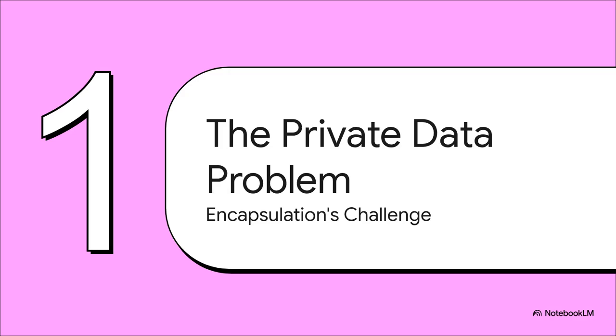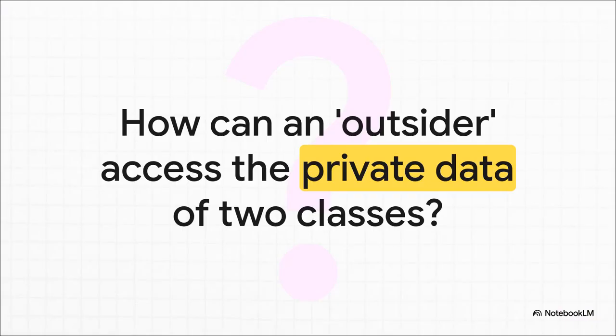Okay, so let's start at the beginning with encapsulation. It's one of the big ideas in object-oriented programming, right? You bundle your data and the functions that work on it into a nice, neat package called a class. And the whole point of the private keyword is to act like a shield, protecting the class's internal information from the outside world. But that shield creates a really interesting problem.